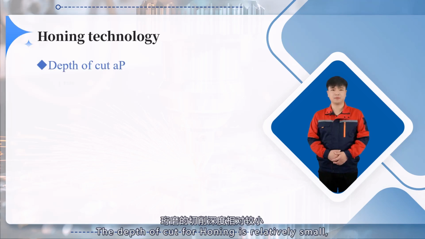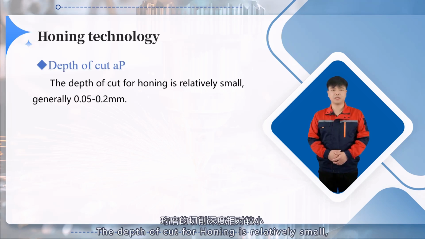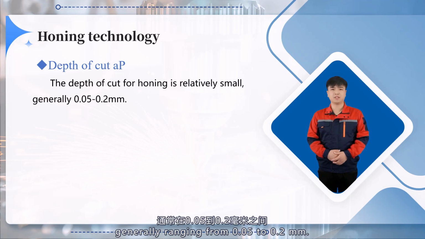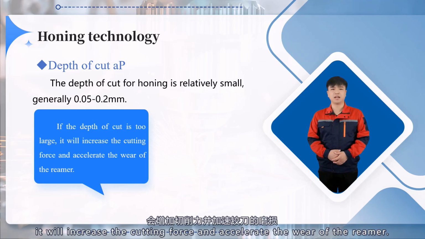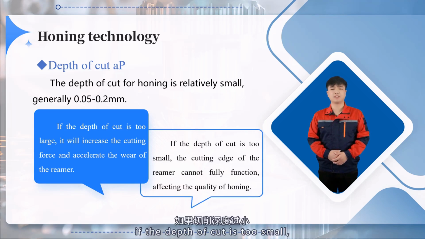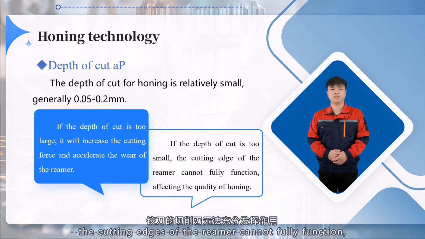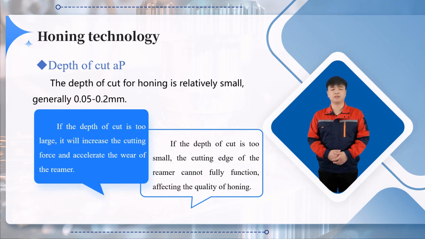Depth of cut AP. The depth of cut for honing is relatively small, generally ranging from 0.05 to 0.2 millimeters. If the depth of cut is too large, it will increase the cutting force and accelerate the wear of the reamer. Conversely, if the depth of cut is too small, the cutting edges of the reamer cannot fully function, affecting the quality of the reaming.